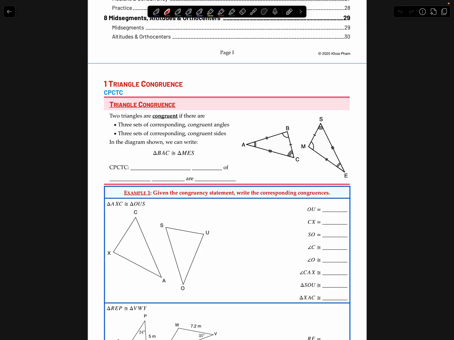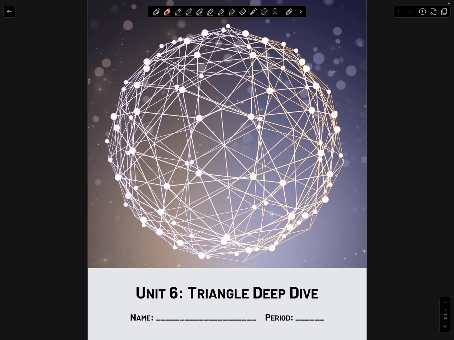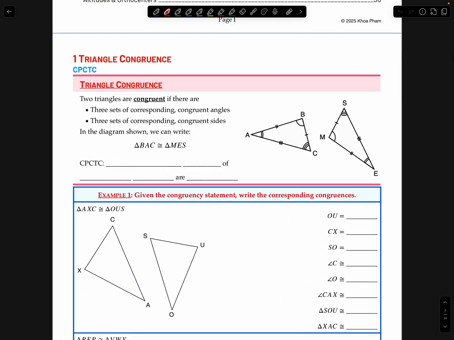Hey everyone, let's talk about triangle congruence. We are taking a deep dive into triangles, as is the title of this unit. And so the first thing is first.